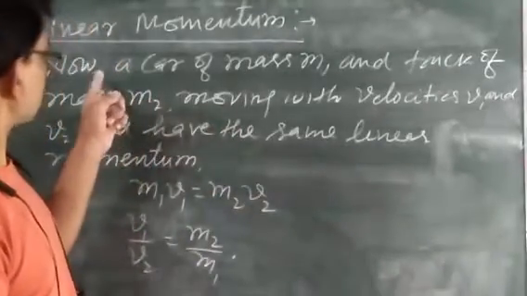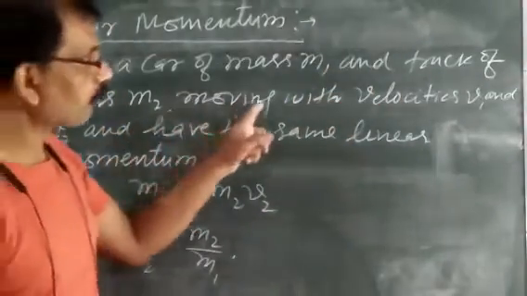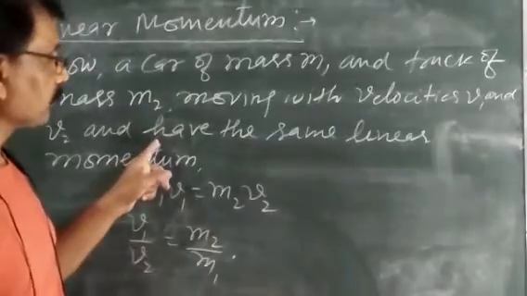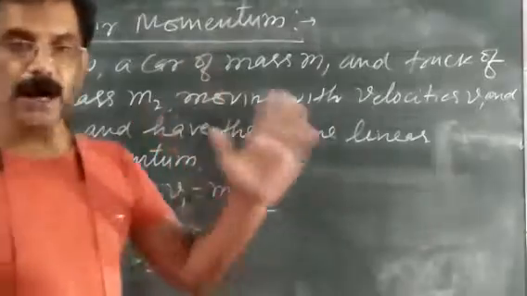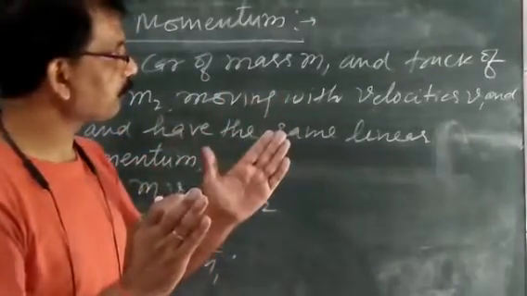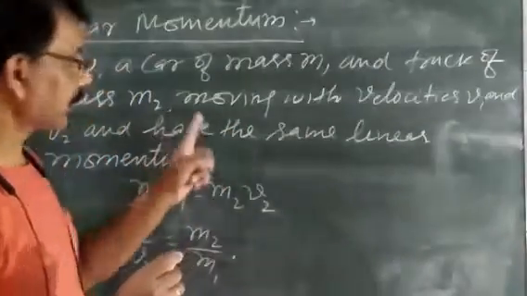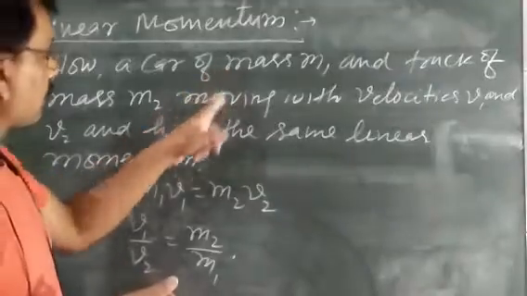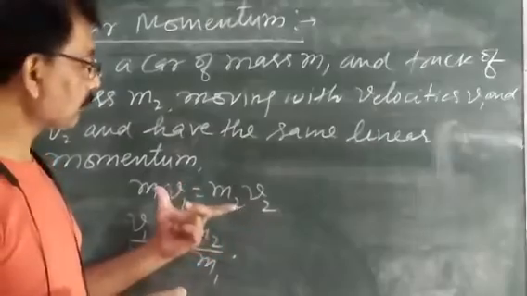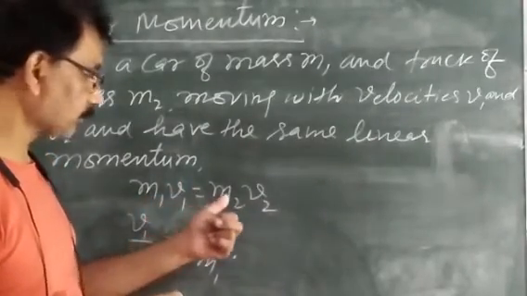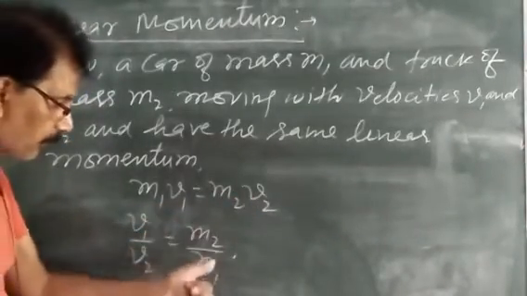Now again, if we consider a car of mass m1 and a truck of mass m2 moving with velocities v1 and v2, but their linear momentum are the same. अगर एक कार और एक ट्रक जिसके मास m1 m2 हो, उनकी वेलोसिटी v1 v2 हो, and both are moving with the same linear momentum, then linear momentum of the car is m1 v1 and linear momentum of the truck is m2 v2. Since their linear momentum are the same, m1 v1 is equal to m2 v2, or from here you can say v1 upon v2 is equal to m2 upon m1.